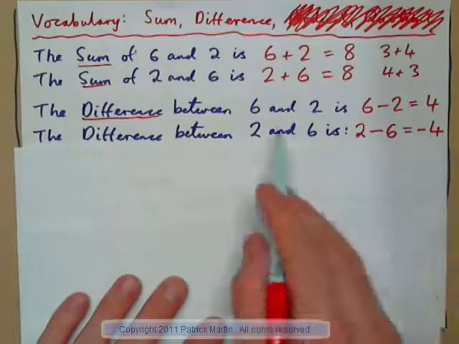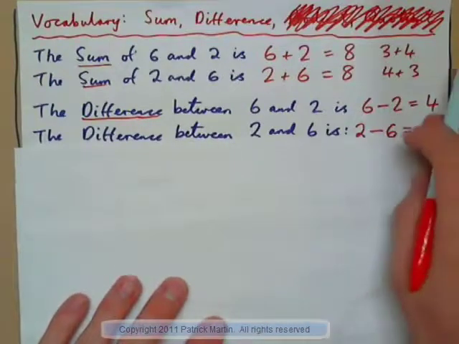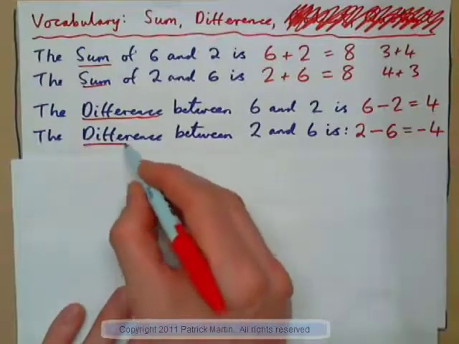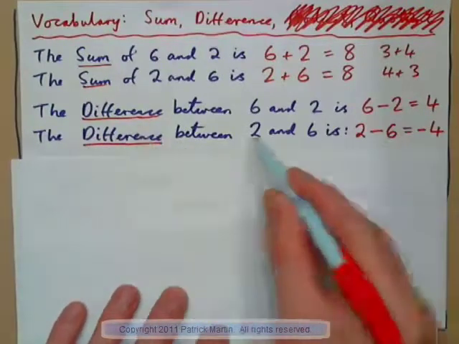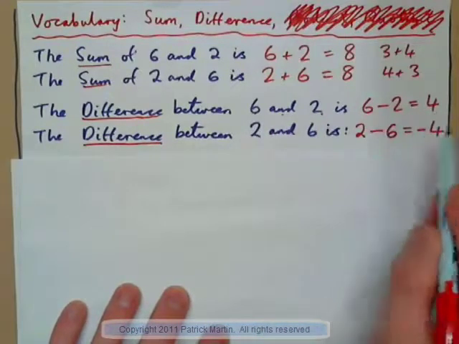So these are not the same thing. 6 minus 2 is not the same as 2 minus 6. So when we're working with difference, we've got to be careful. We always write the first number, then subtract the second number.